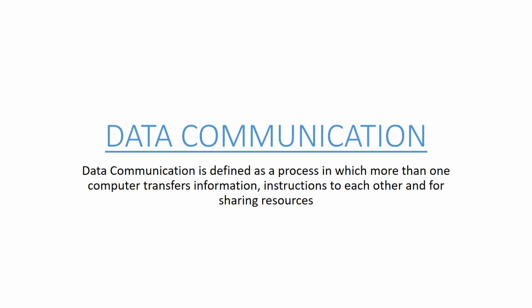So let us try to define what is data communication. Data communication is defined as a process in which more than one computer transfers information or instructions to each other and for sharing resources. So in simple terms, it's just the sending and receiving of information or resources.